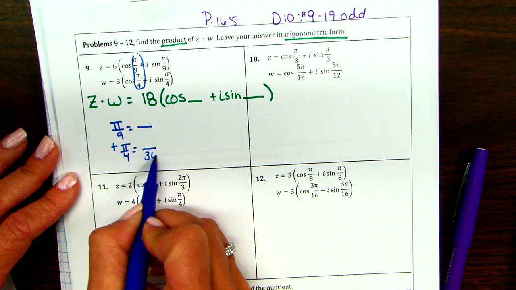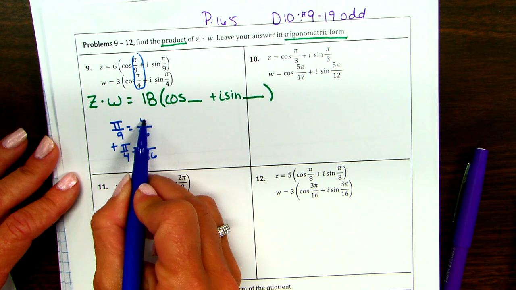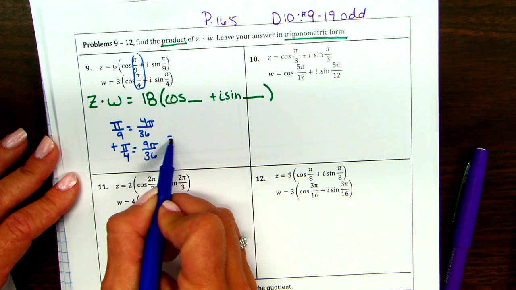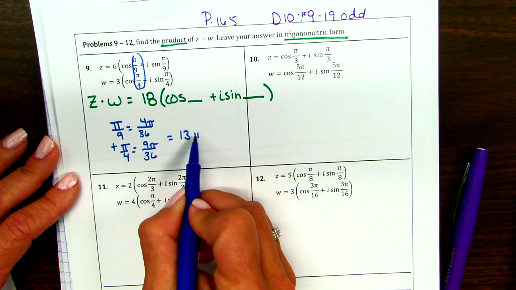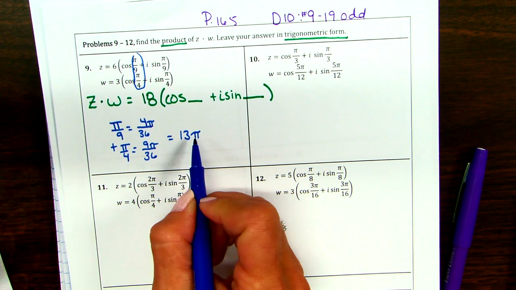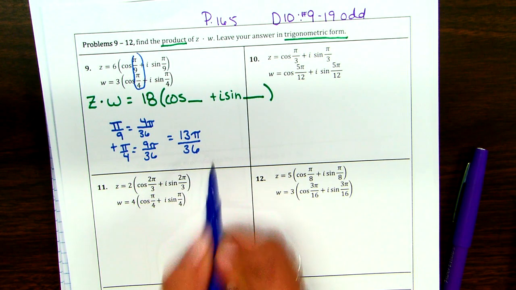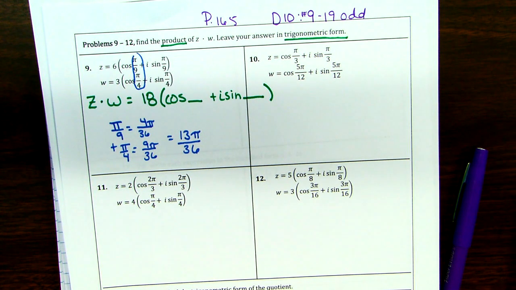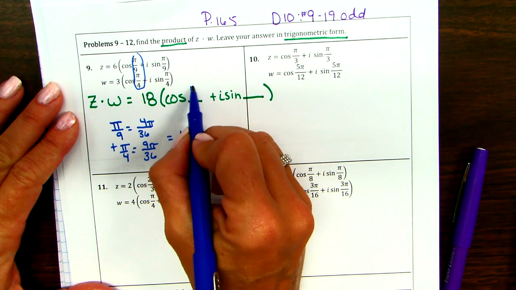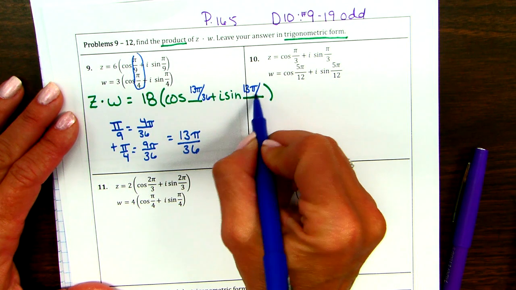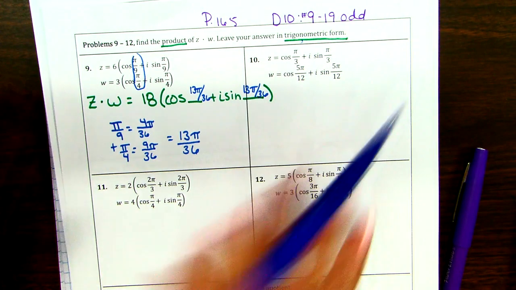I would have a denominator of 36. What's wrong with this? Something feels wrong. Nothing's wrong. 13 over 36. 13 is a prime number. Can't be simplified with 36. So we get 13 pi over 36. And it says trig form, you can just stop there.